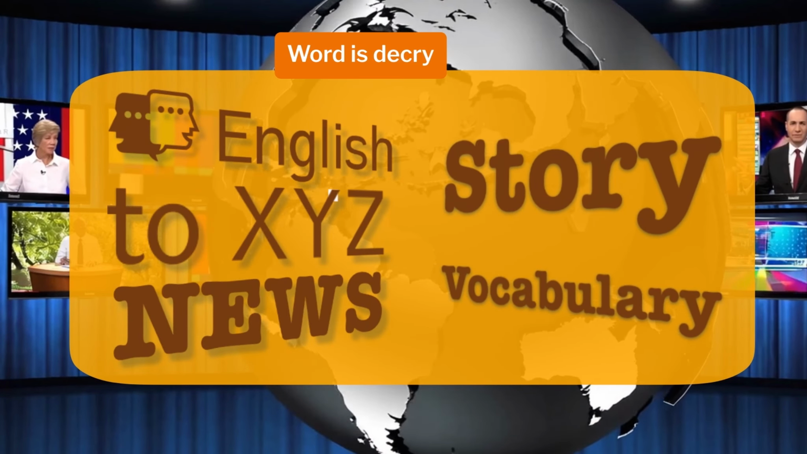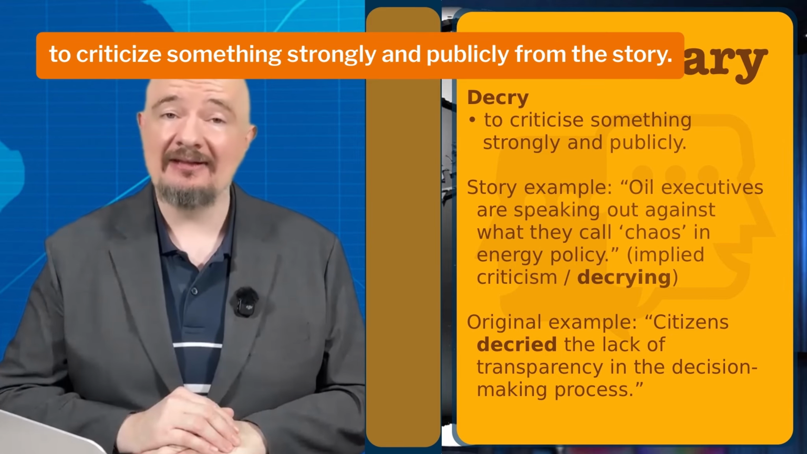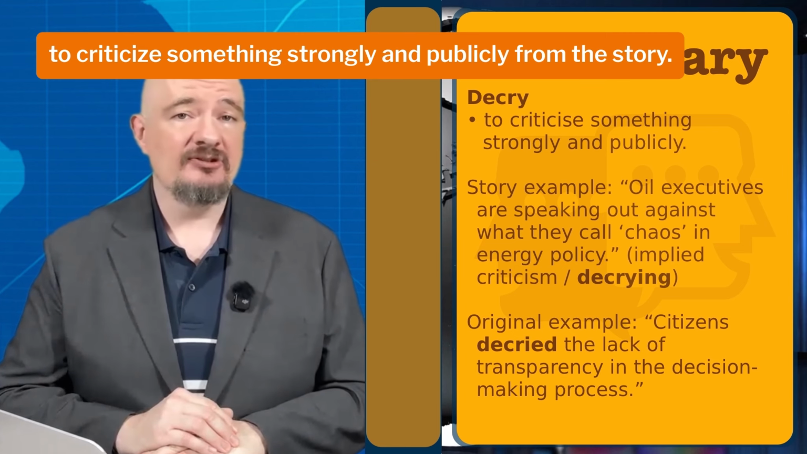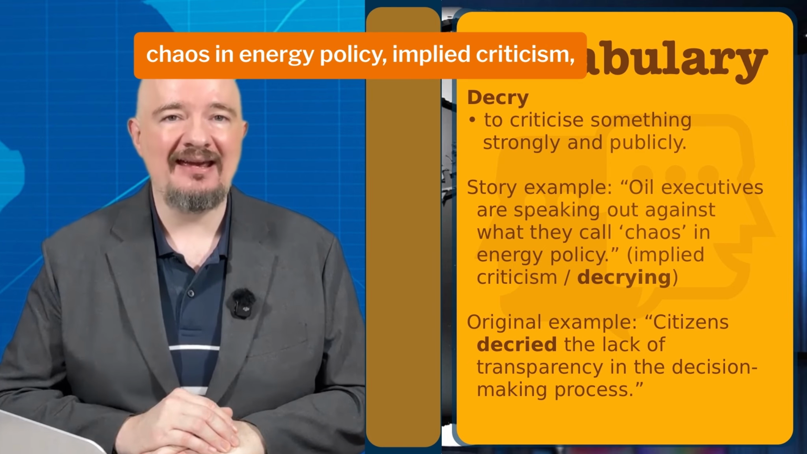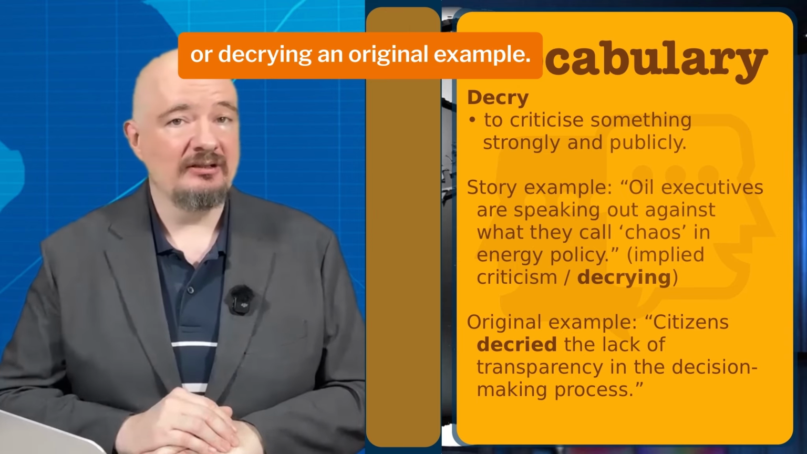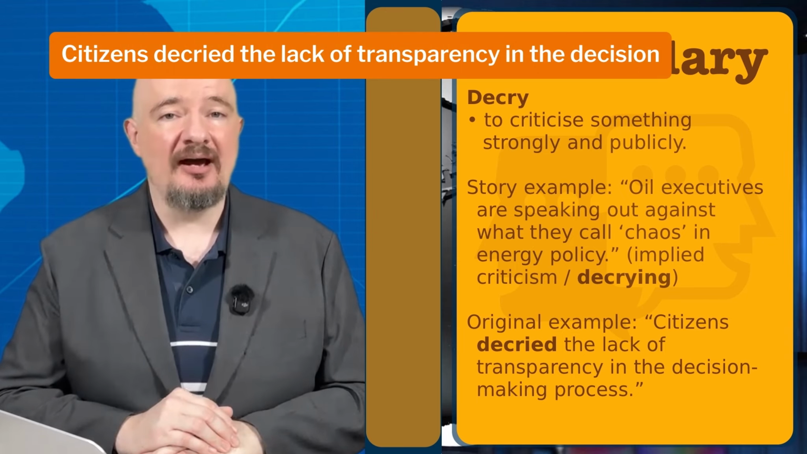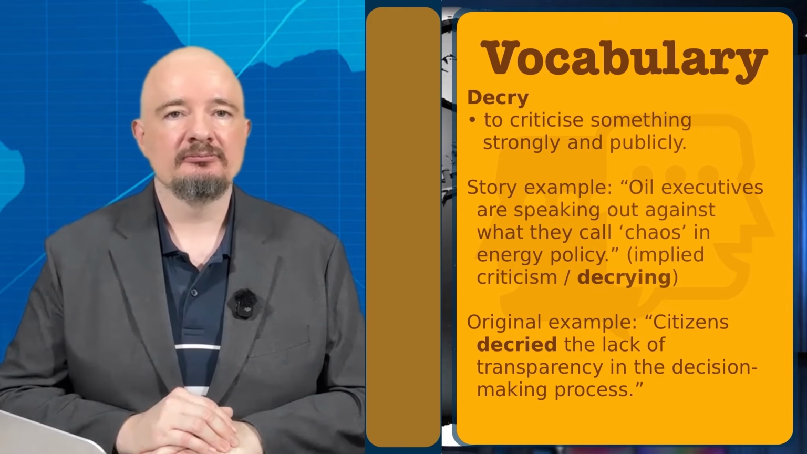The first word is decry, to criticize something strongly and publicly. From the story, oil executives are speaking out against what they call chaos in energy policy, implied criticism or decrying. An original example, citizens decried the lack of transparency in the decision-making process.